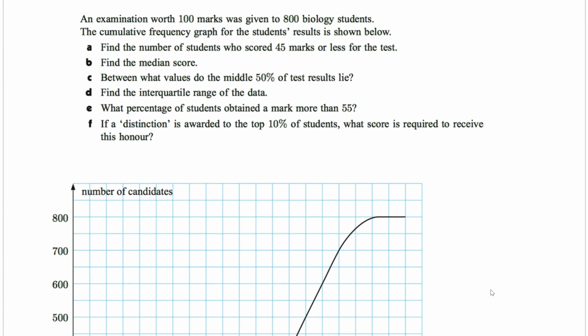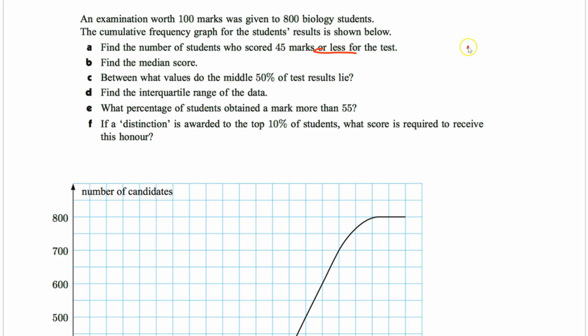Let's go to our final example for this lesson, right here. An examination with 100 marks was given to 800 biology students. The cumulative frequency graph of the students' results is shown below. Find the number of students who scored 45 marks or less for the test. So again, key thing right there, or less.